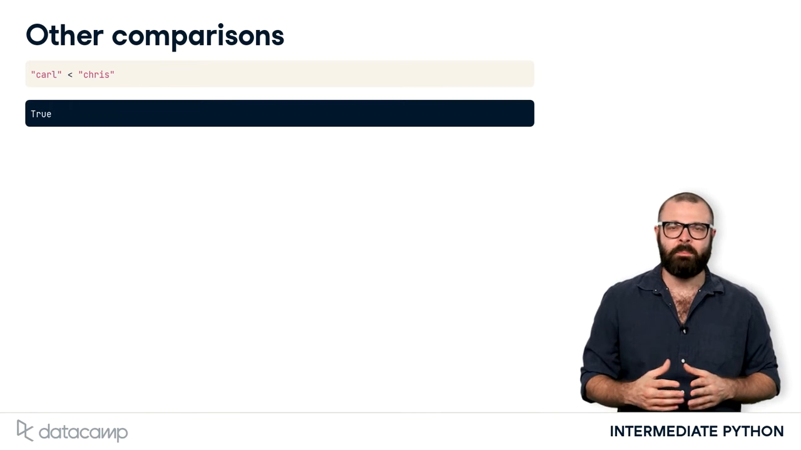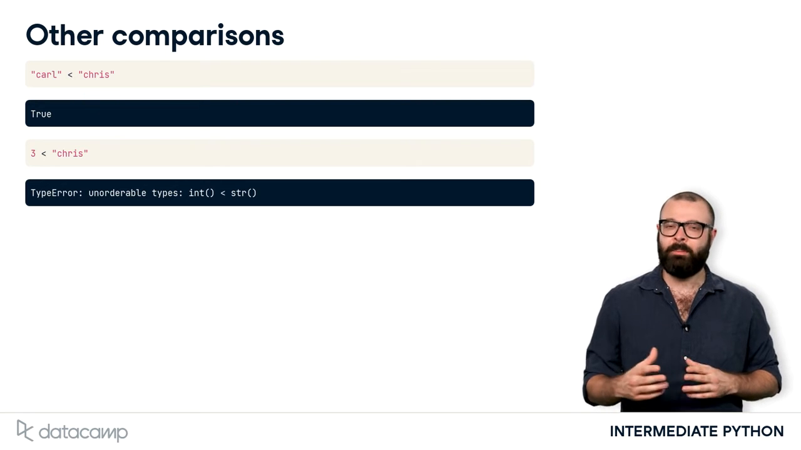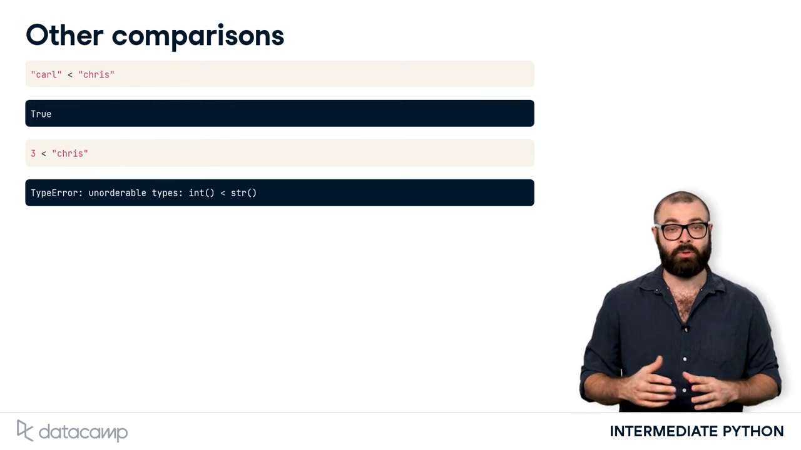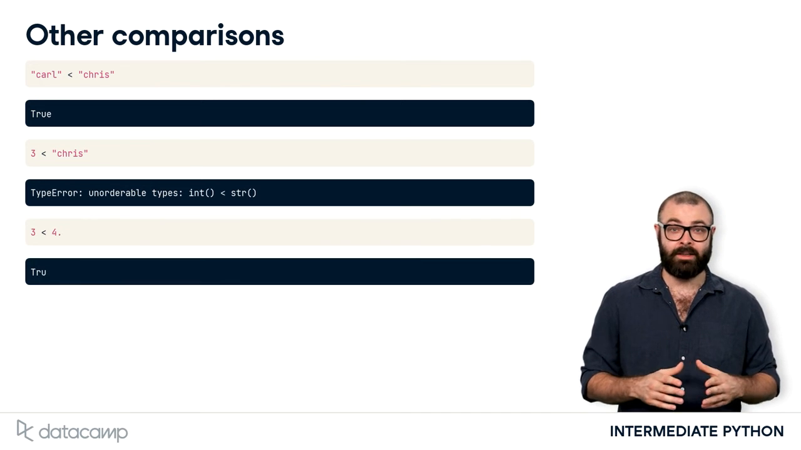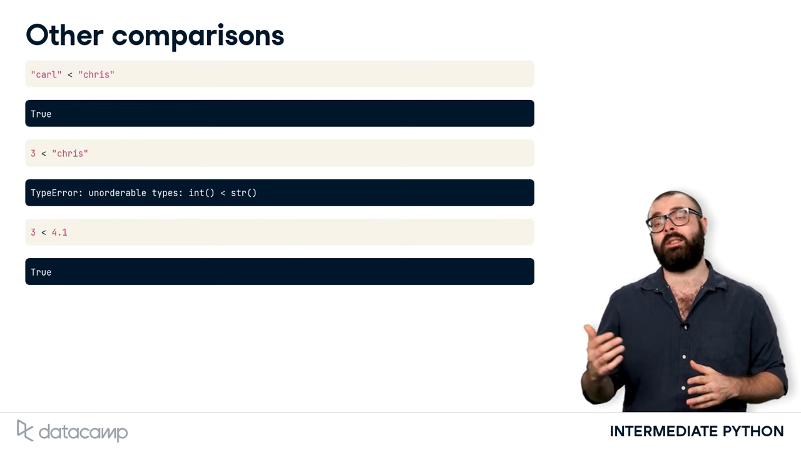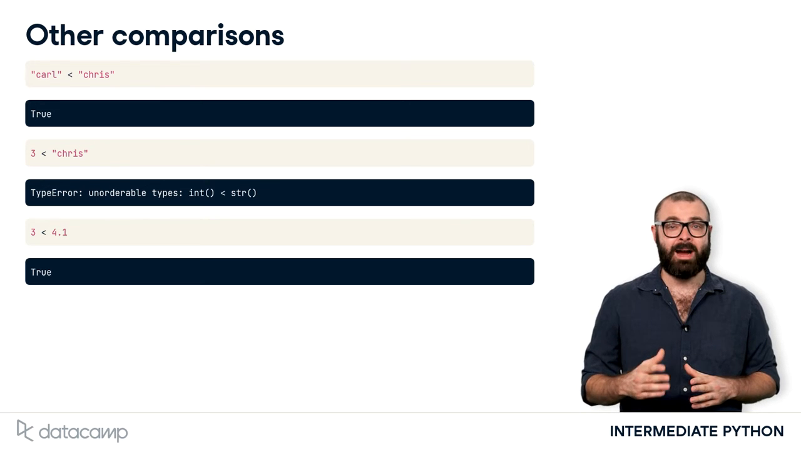Do you think that comparing a string and an integer can work? Let's try to see if the integer 3 is smaller than the string Chris. Oof, we get an error. Typically, Python can't tell how two objects with different types relate. Different numeric types, such as floats and integers, are exceptions, as this example shows. No error this time. In general, always make sure that you make comparisons between objects of the same type.